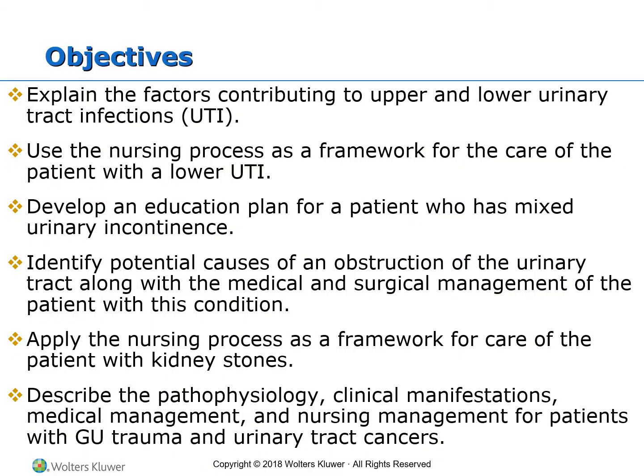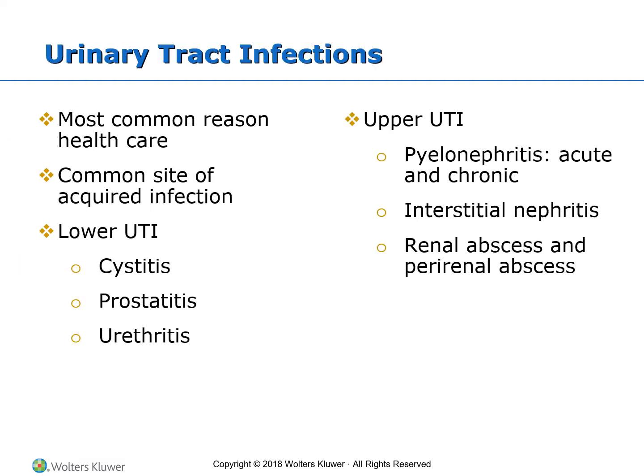By the end of this chapter, you should be able to explain the factors contributing to upper and lower urinary tract infections, use the nursing process as a framework for the care of a patient with a lower UTI, develop an education plan for a patient who has mixed urinary incontinence, identify potential causes of an obstruction of the urinary tract along with the medical and surgical management of a patient with this condition, apply the nursing process as a framework for care of a patient with kidney stones, and describe the pathophysiology, clinical manifestations, medical management, and nursing management for patients with GU trauma and urinary tract cancers.